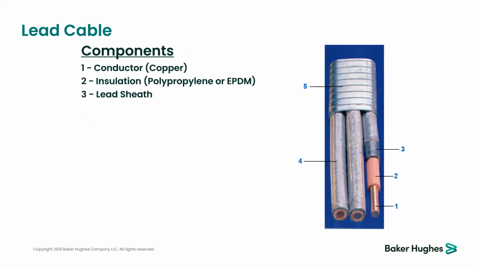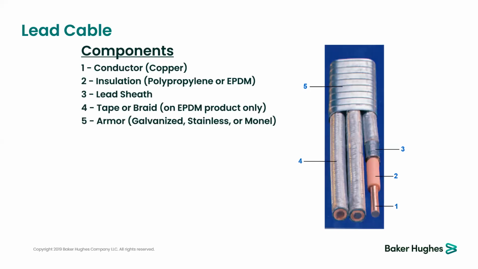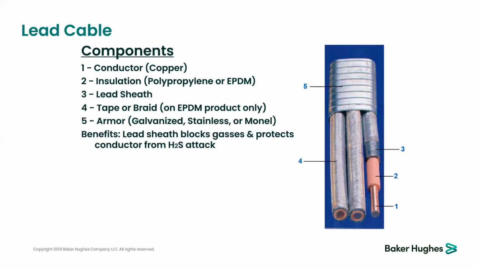There is one more component in some other applications. If you have high H2S or high gas content, and you need to protect your insulation and conductor from high H2S or gas, you use something called lead cable. If you look at number 3, this is a lead sheath. This lead sheath prevents gas and H2S from attacking your conductor and your insulation as well. So that type of lead cable is installed only in high and severe gas conditions and H2S attack as well.